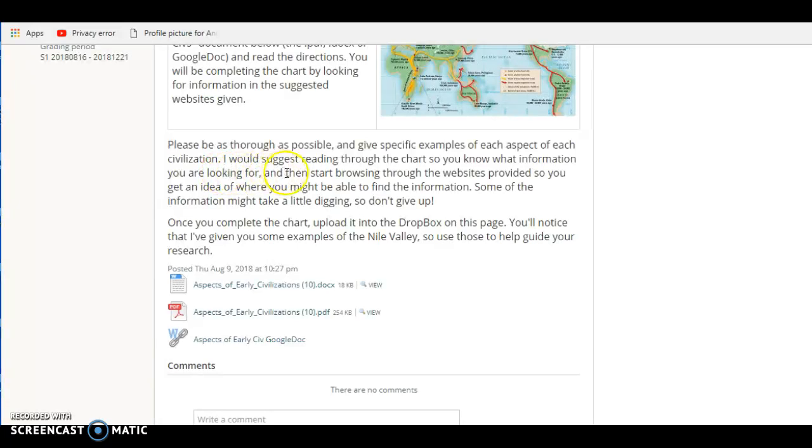I would suggest reading through the chart so you know what information you are looking for, and then start browsing through the websites provided so you get an idea of where you might be able to find the information. Some of the information might take a little digging, so don't give up. Once you complete the chart, upload it into the Dropbox on this page. You'll notice that I've given you some examples of the Nile Valley, so use those to help guide your research.